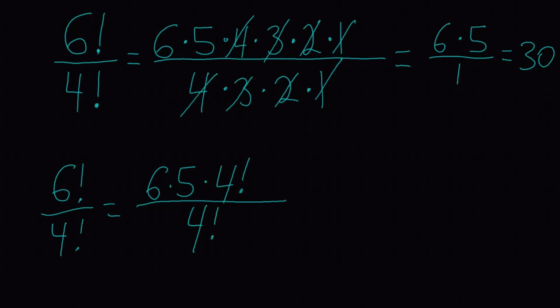And now I can just cancel out my two 4 factorials. And I'm still left with 30. So either way will get you to your answer. If you can get in the habit of doing the bottom way, it will make your life a lot easier. Let's look at another example where I show you both ways, just to clear things up.